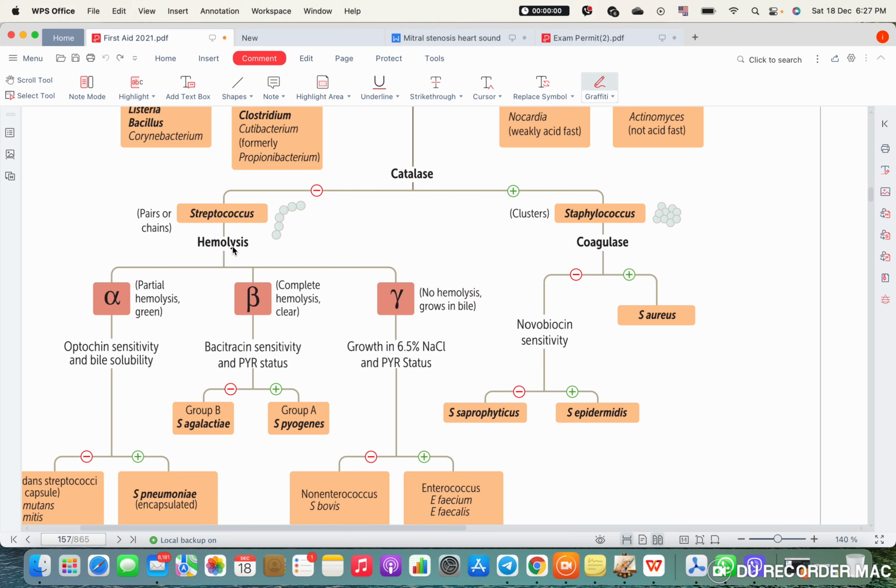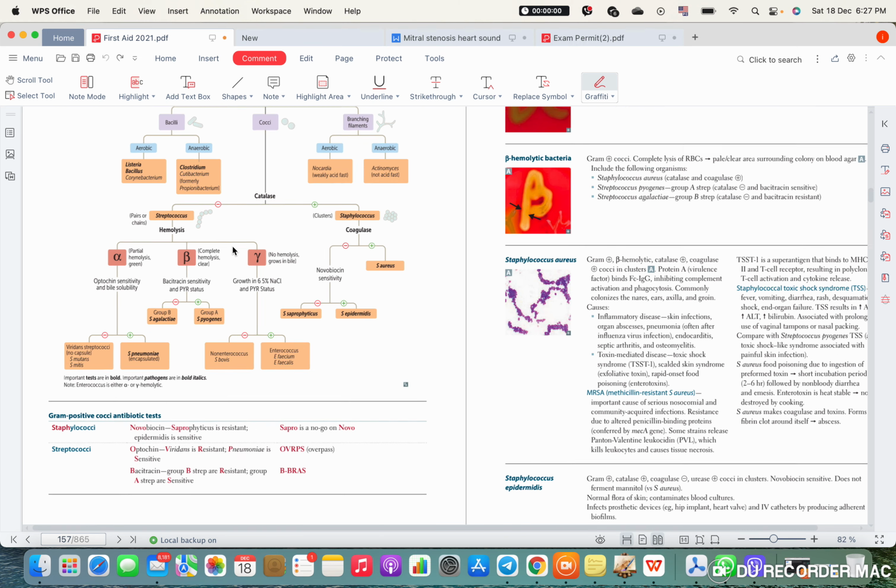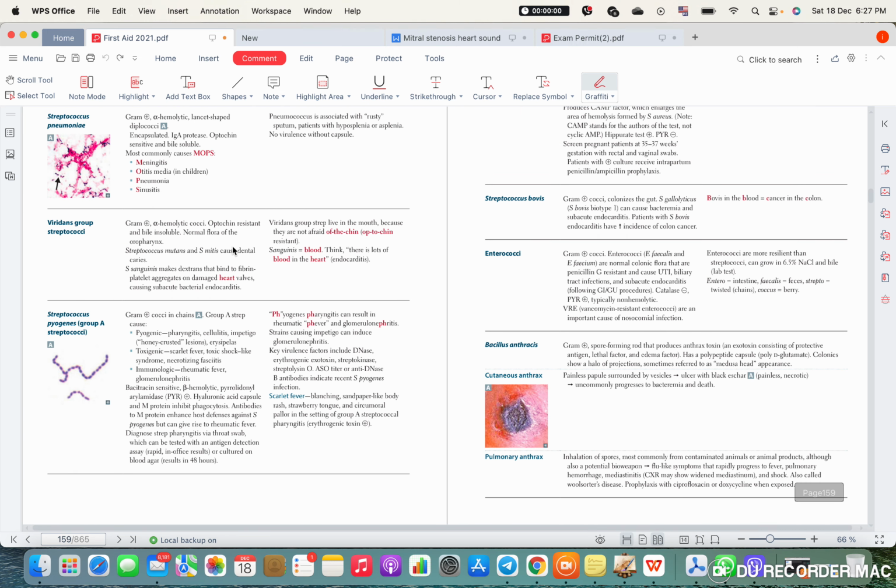If you remember, previous time I told you that there was only one gram-positive coagulase-positive organism. Which organism is the only organism to be coagulase positive? Staph aureus, you are absolutely correct.